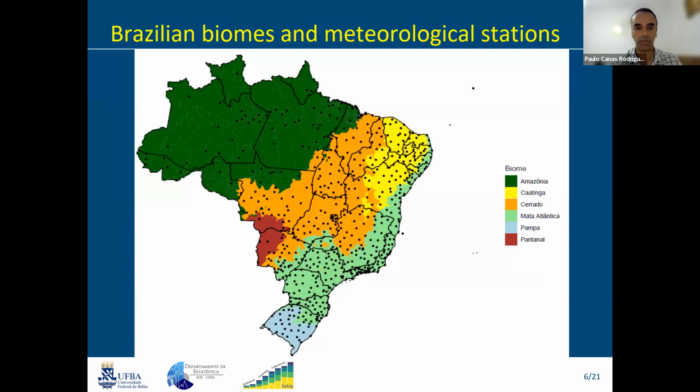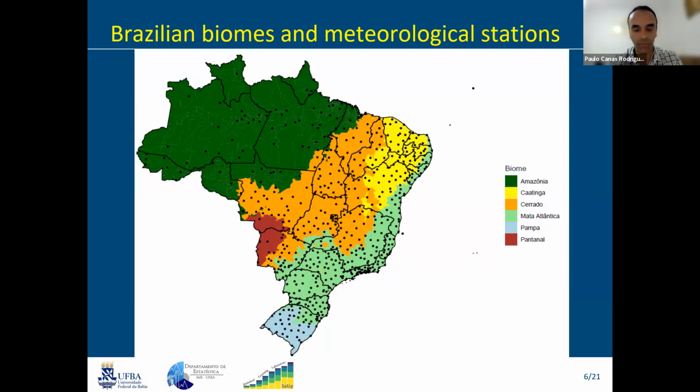This is where they are located. The green on the top left is the Amazonia. The orange is the Cerrado. The yellow is Caatinga. Then the green is the Mata Atlântica. In the south, the Pampa is the blue. And the Pantanal is the red right here.